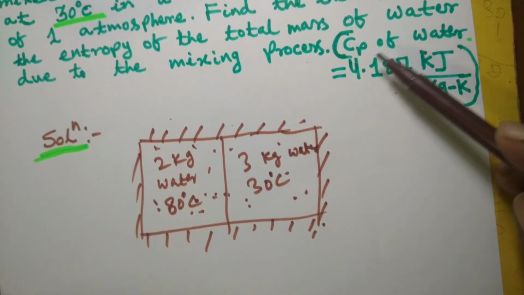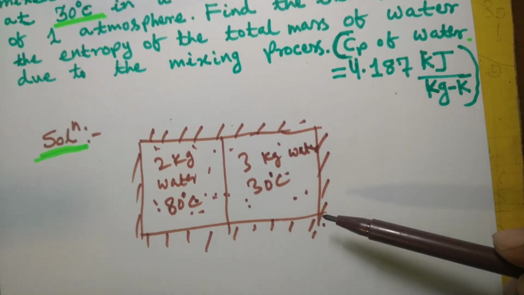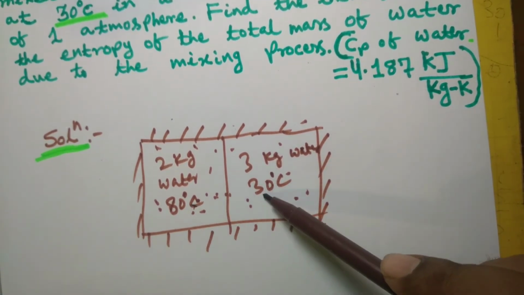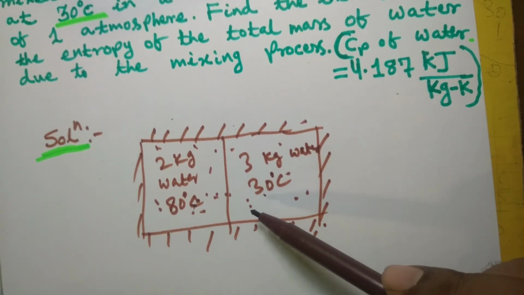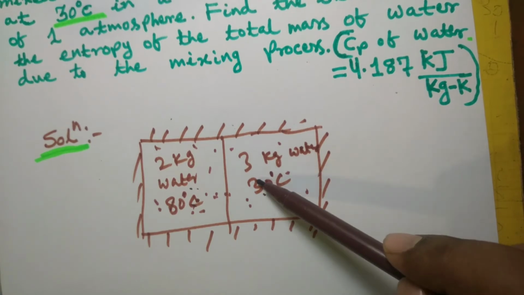And find the increase in entropy of the total mass of water. To find out, we have to find the equilibrium temperature. Obviously this temperature will go down and this temperature will go upward, because heat will be lost by this fluid and heat will be gained by this subsystem.